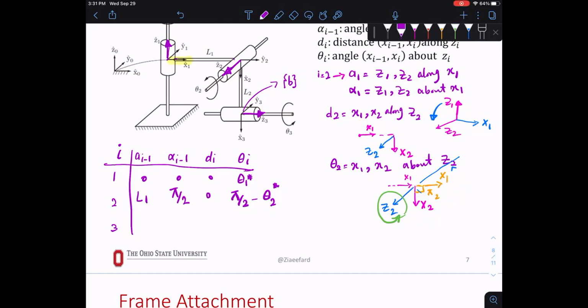So you have a negative pi over 2 between them, there's a twist between them. That would be like theta star minus pi over 2. No, theta 2 minus pi over 2.